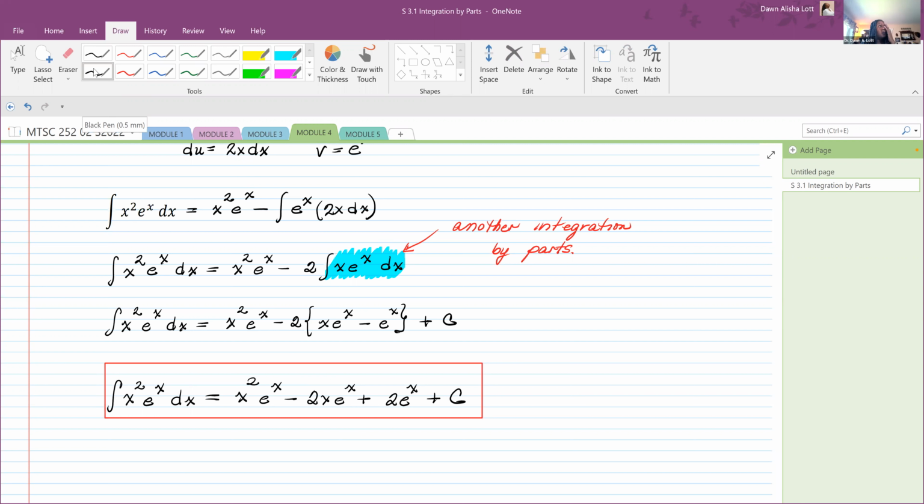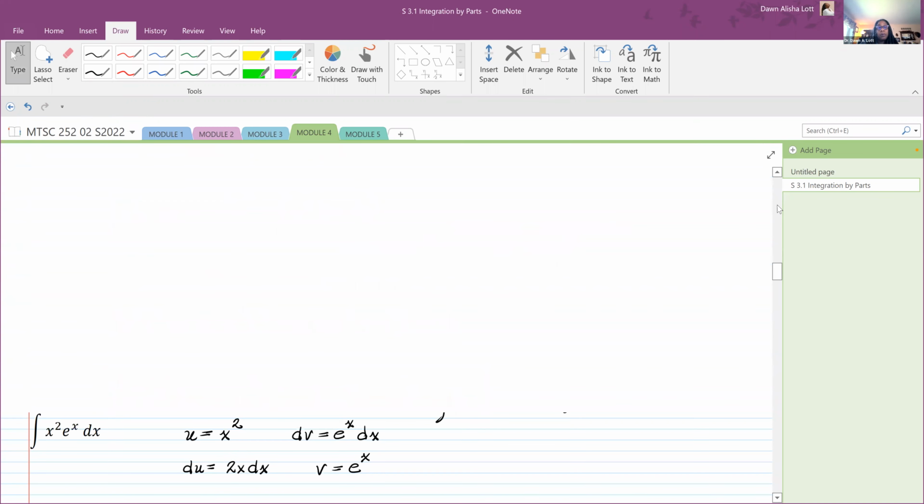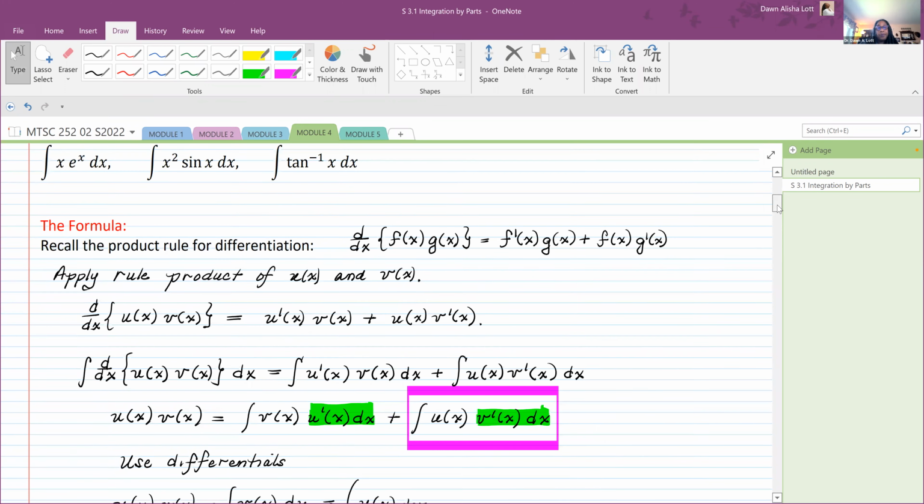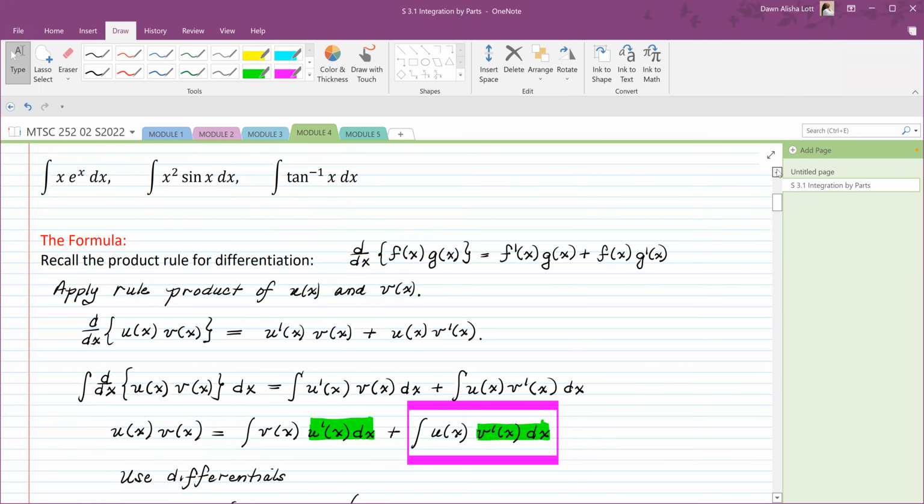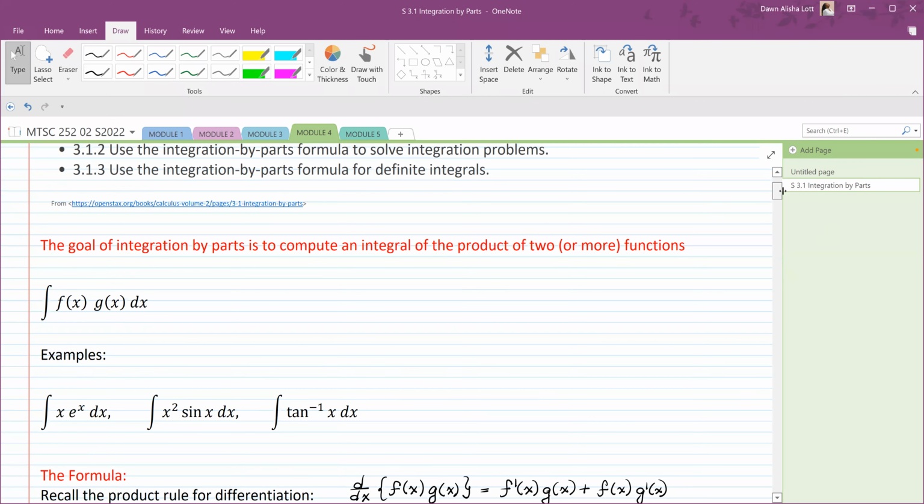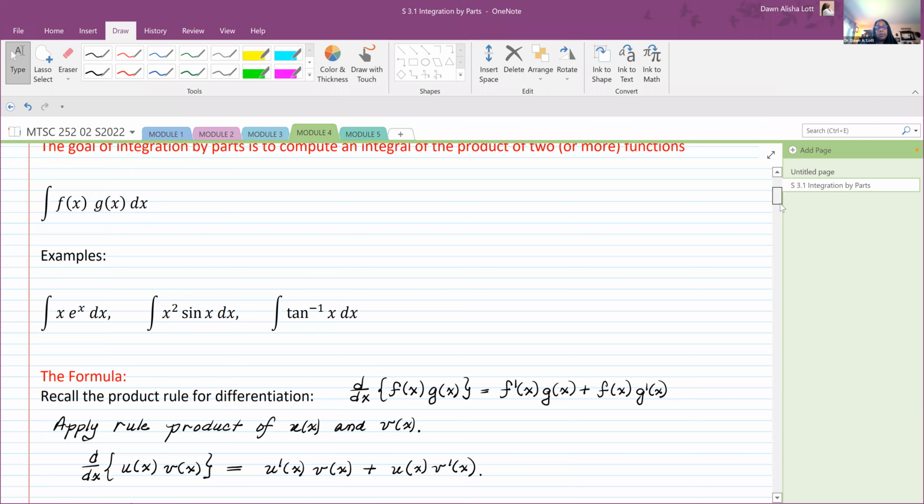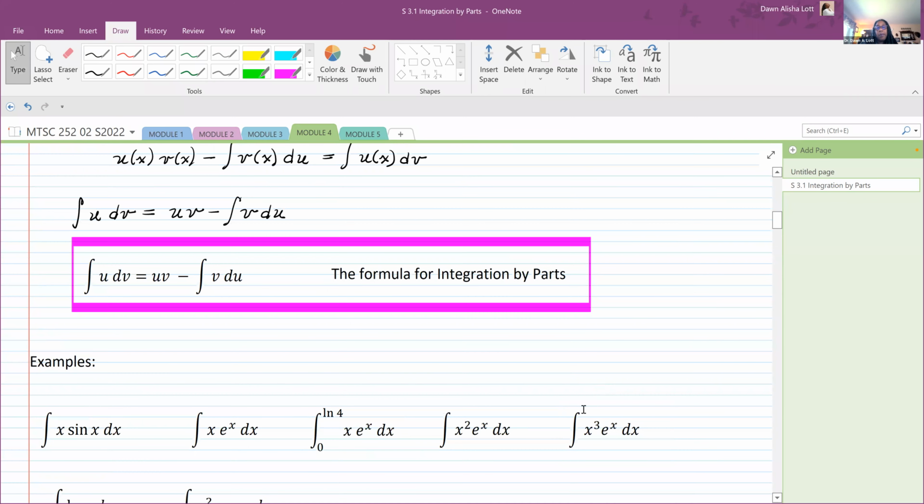Any questions? So with x equal to 1, u equal to x to the first power, 1 integration by parts. U equal to x squared, which is x to the second power, I got 2 integration by parts. So what do you think is going to happen with this one? Three integration by parts. That's a lot of work.